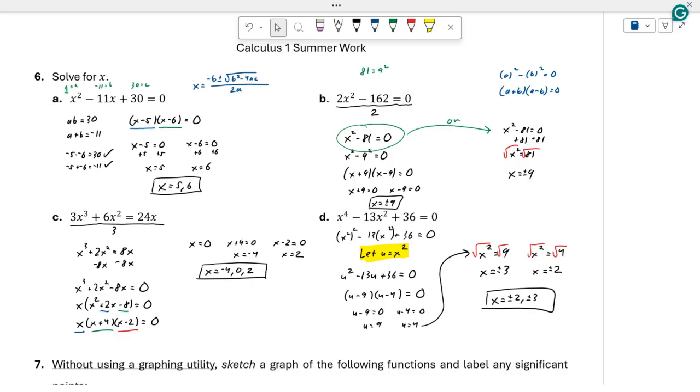But again, I would encourage you to take a look and make sure that you're comfortable with the factoring that we just did to solve this problem.